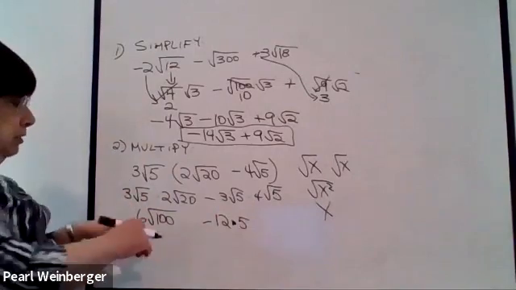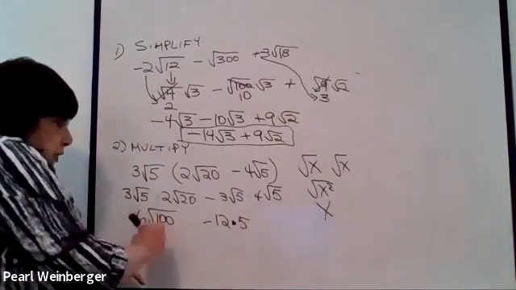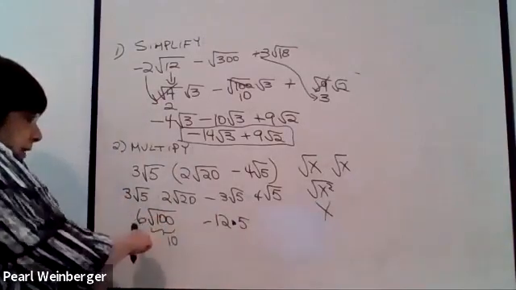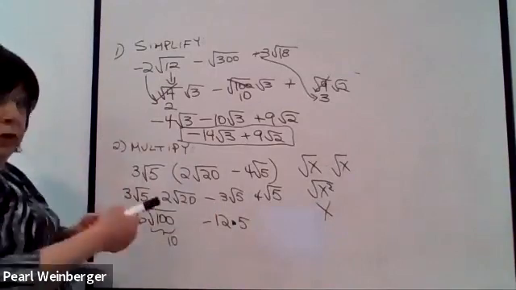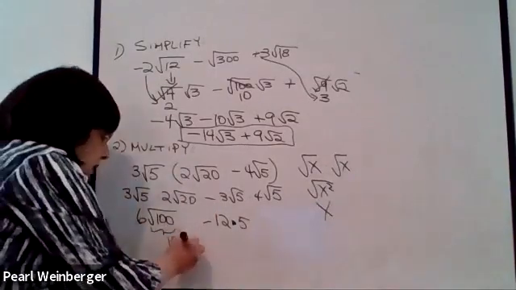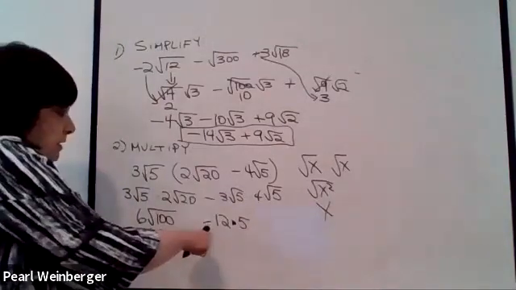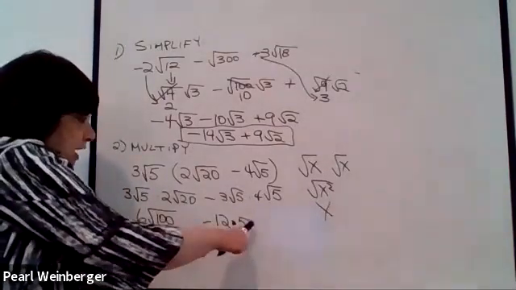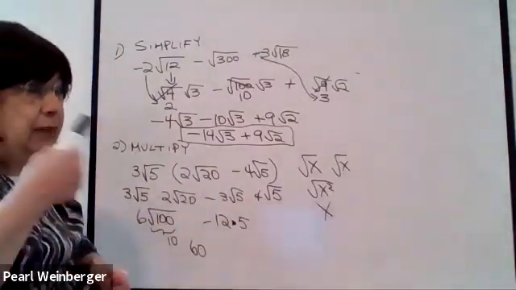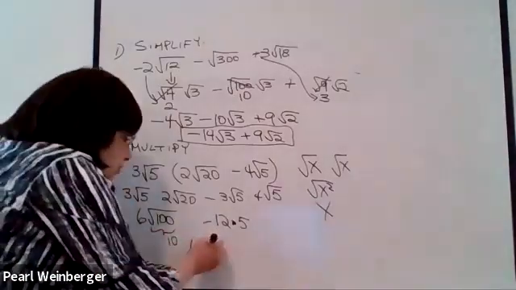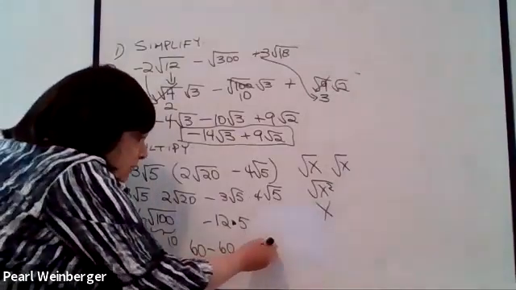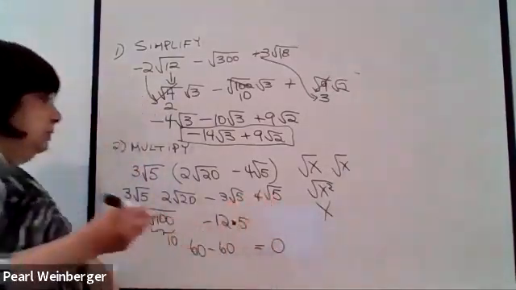So now I'm going to finish this up. This square root of 100 becomes just plain 10. And now the 10 is no longer in a radical, so it becomes 6 times 10, which is 60. And this is 12 times 5. And remember, the 5 is outside the radical. The square root of 5 times the square root of 5 became a 5, not in a radical. So that's also 60. And I have 60 minus 60, so my final answer for this was 0.